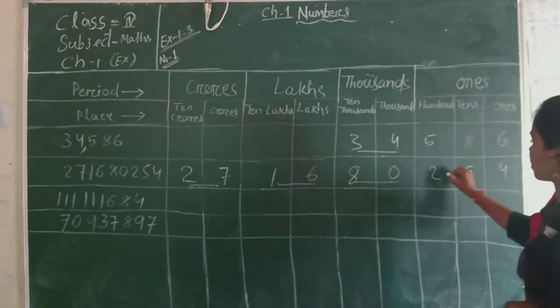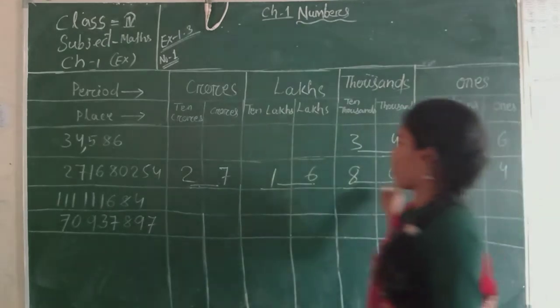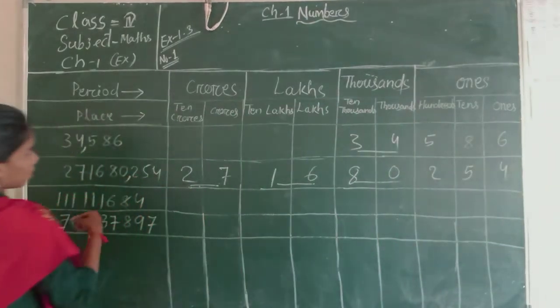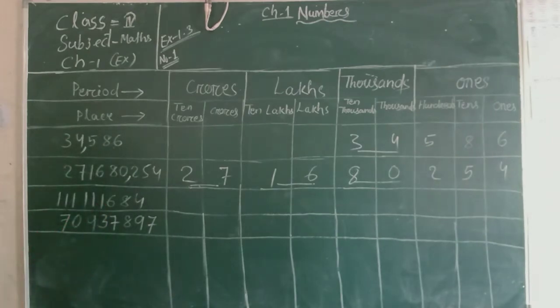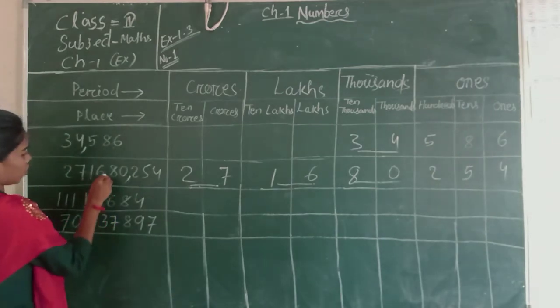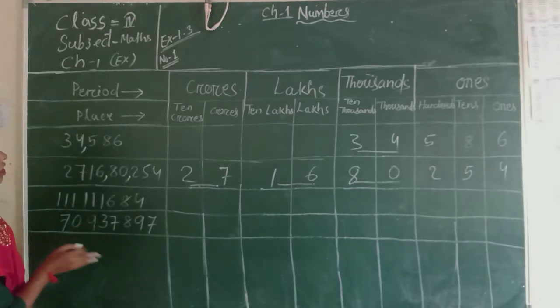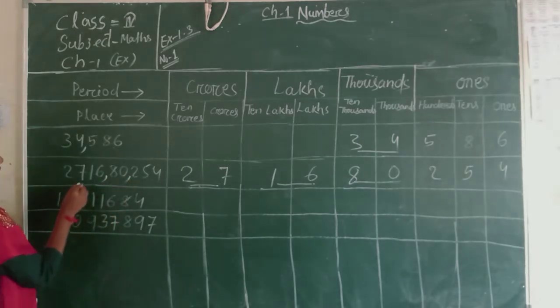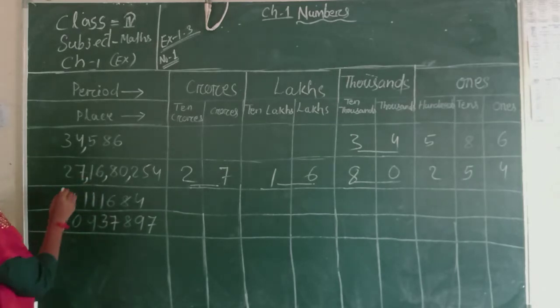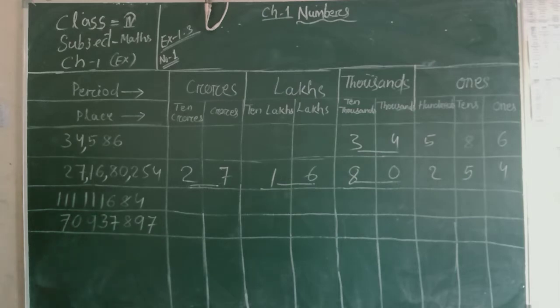In one's period there are 3 digits. So put a comma after 3 digits. Next period is 1000's period. In 1000's period there are 2 digits. So put a comma after 2 digits. Next period there are also 2 digits. Okay, so we have put commas according to their periods. Next come to another number.